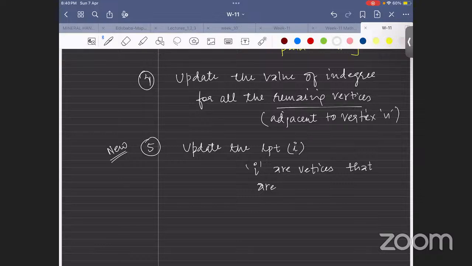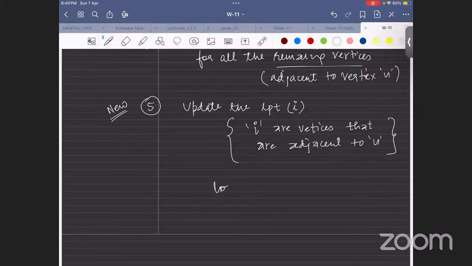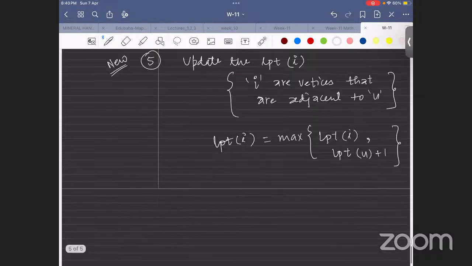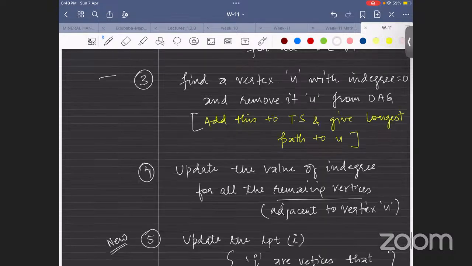Now the formula that we'll be using is: longest path to U, which I will write as max of LPT[I], or longest path to U that we were having, plus 1. Whatever the maximum value you get, you have to update it. And now the sixth thing is you have to repeat it. So you have to repeat this whole step.